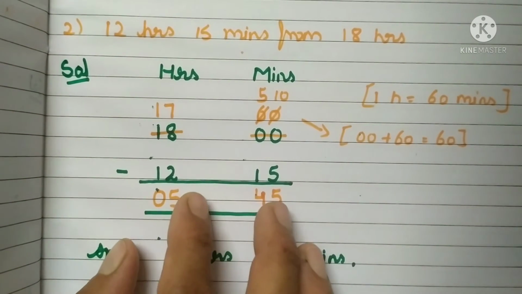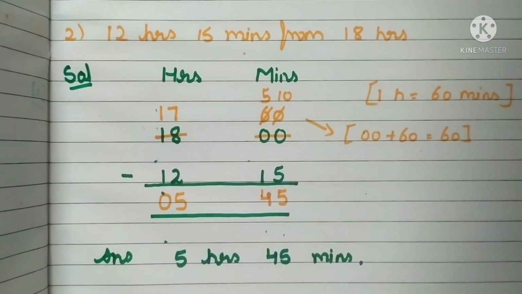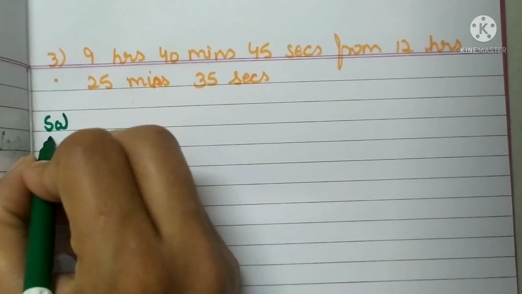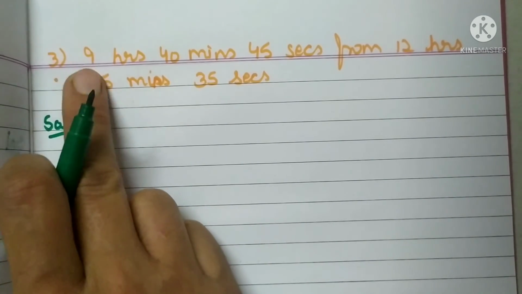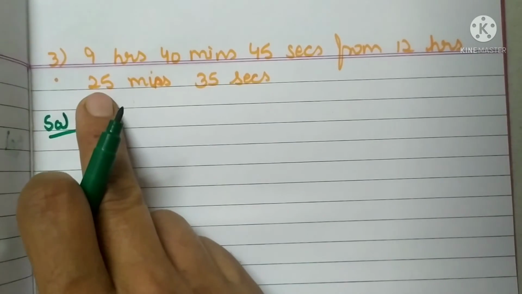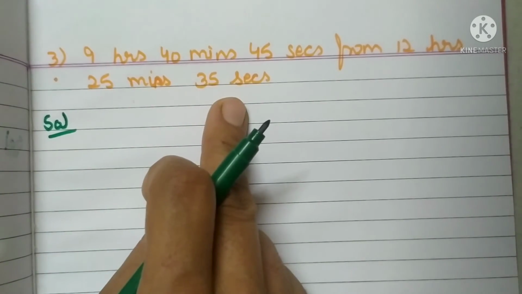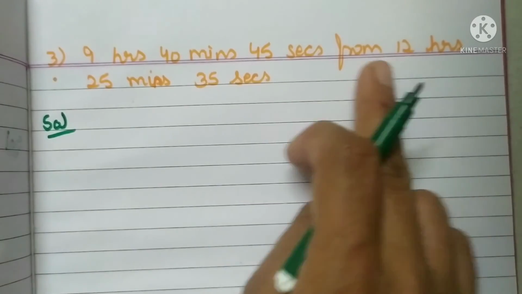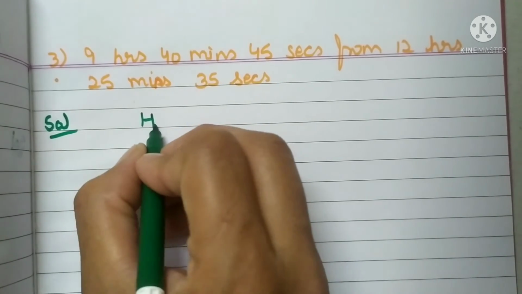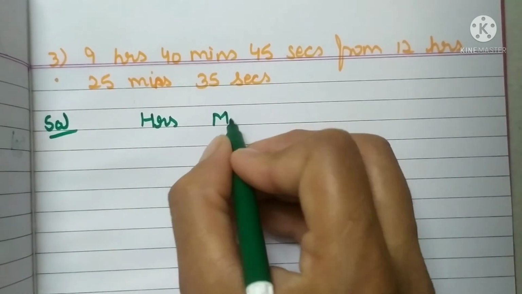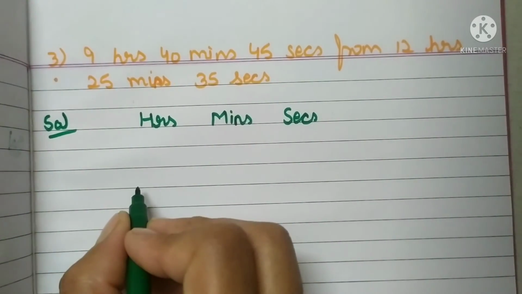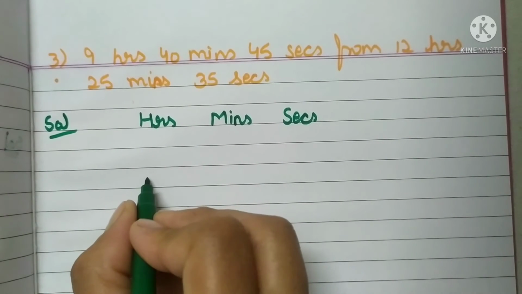Let's understand this with one more example. Now, our question says we have to subtract 9 hours 40 minutes 45 seconds from 12 hours 25 minutes 35 seconds. This 12 hours is the bigger and 9 hours is the smaller. So first we will write the heading hours, minutes and then seconds. Leave 2 lines and then write the bigger one.